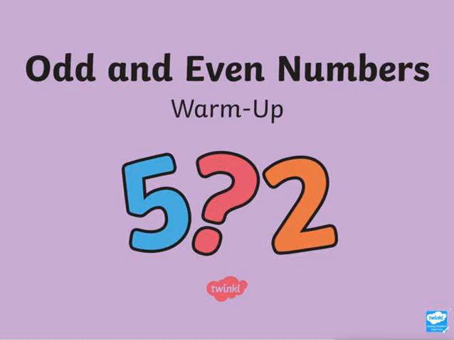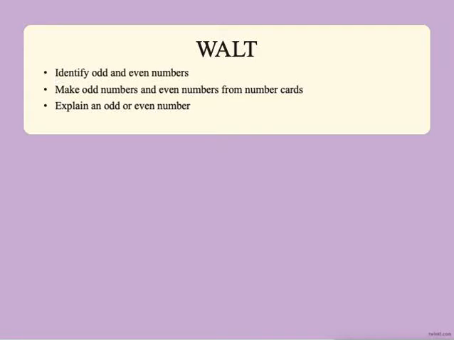So, today we're going to be looking at odd and even numbers for maths. What we are learning to do today, boys, is to identify odd and even numbers. On our Word document at the end, I'm going to have different numbers, and you're going to have to say whether they're odd or even. Second, we're going to make odd numbers and even numbers from number cards. You're going to have to make up your own, making odd and even numbers from different digits that I'm going to give you on that Word document.